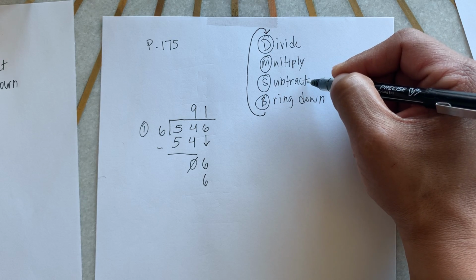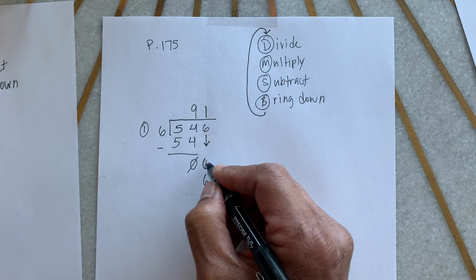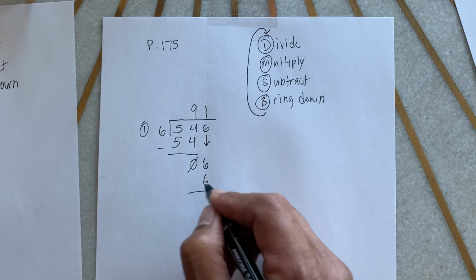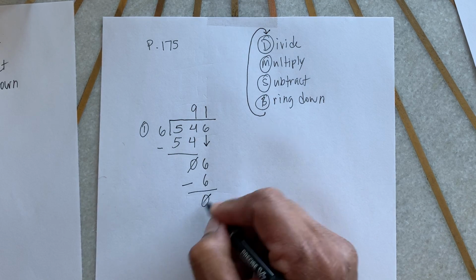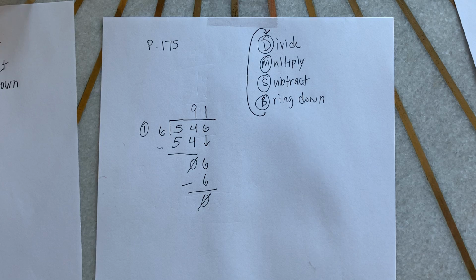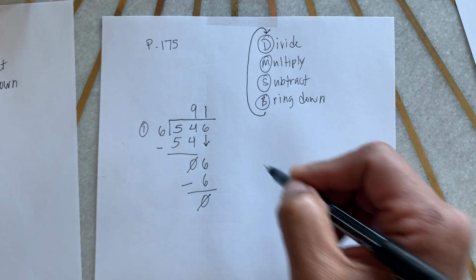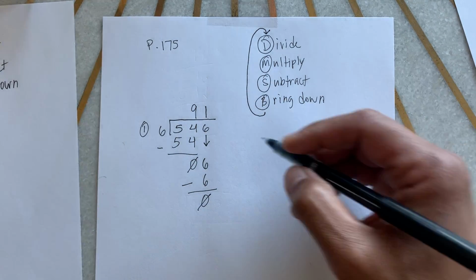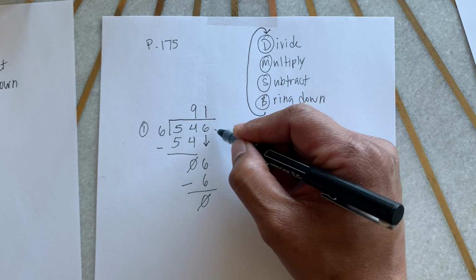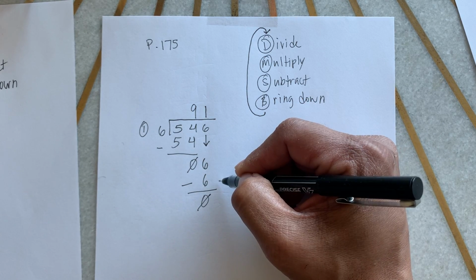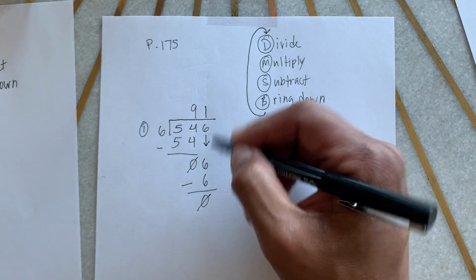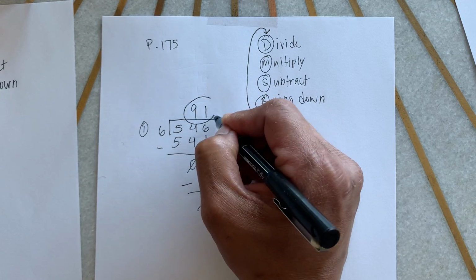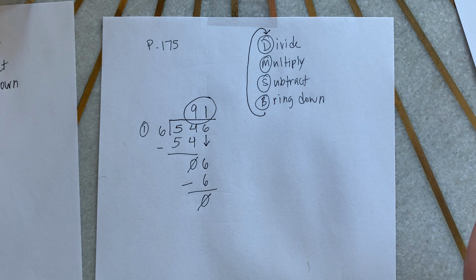Third step after multiply is subtract. We're going to subtract the 6 minus 6, and obviously that gives us 0. And that tells me that the problem is done. There aren't any numbers here to bring down anymore. So that tells me that I am finished, and the answer is 91.